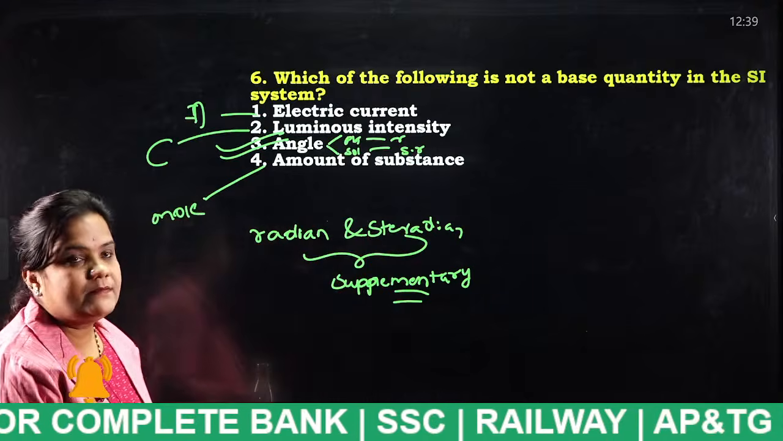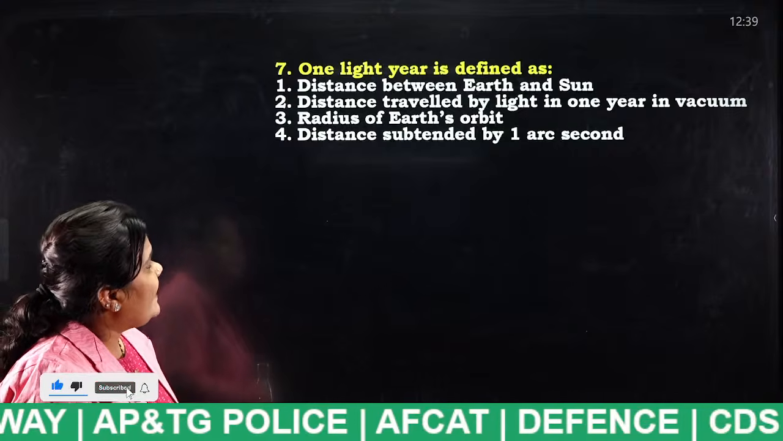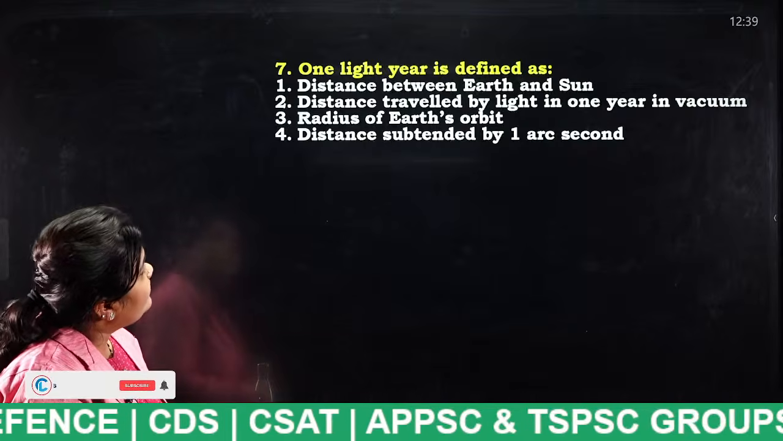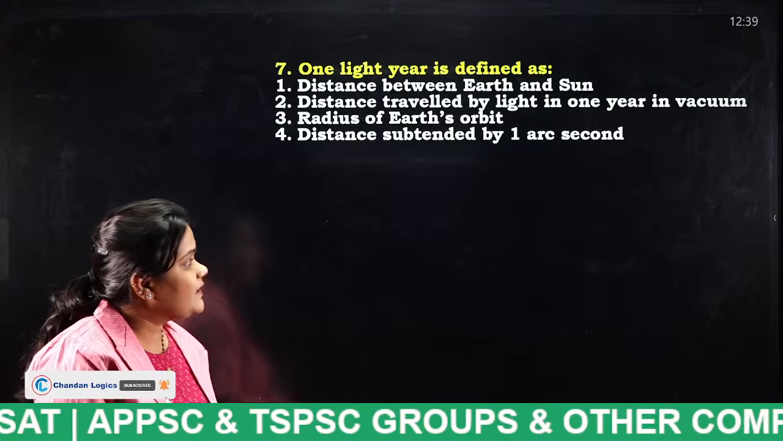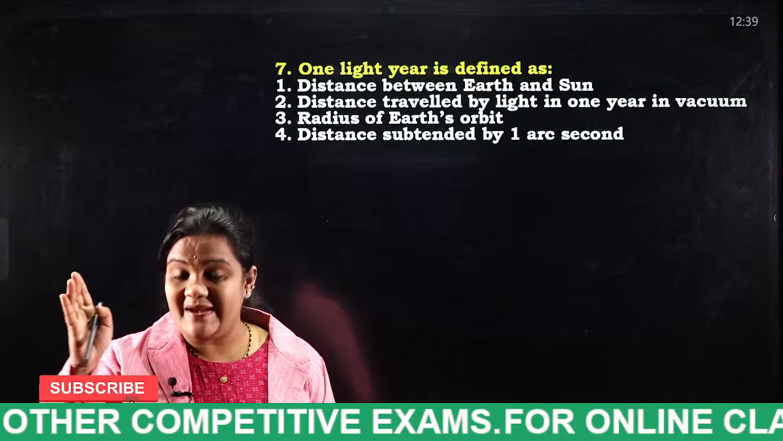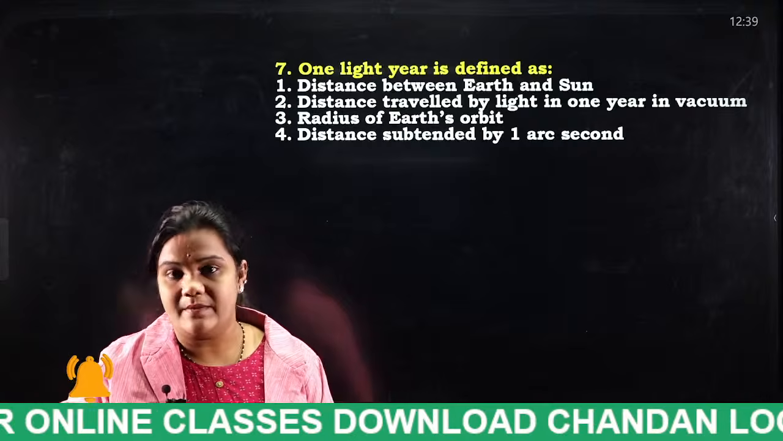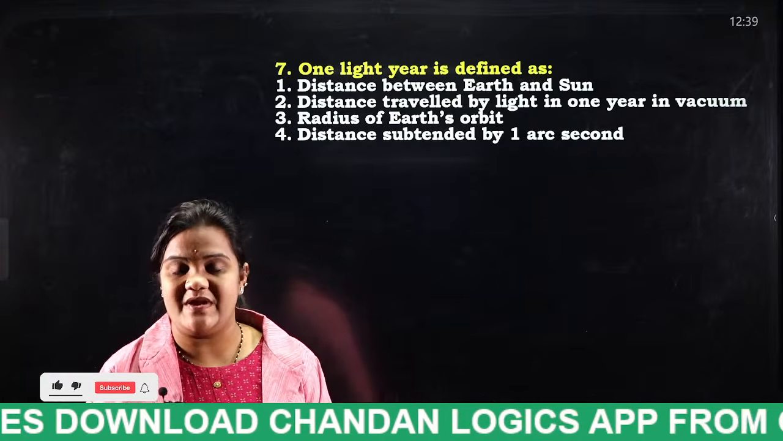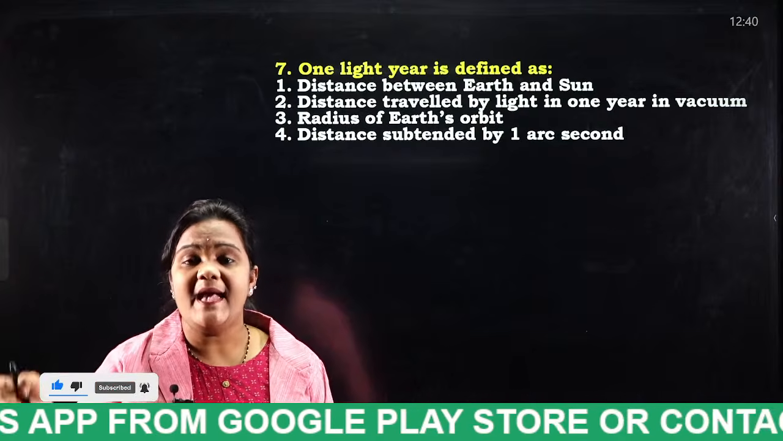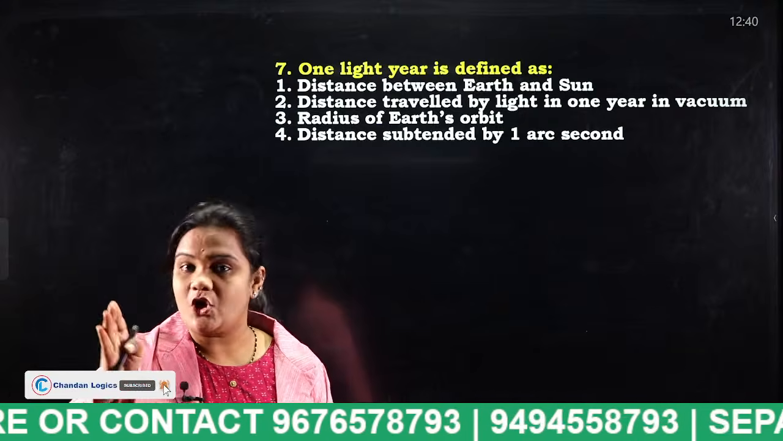Okay? Yes. Next. 1 light year is defined as distance between Earth and Sun, distance travelled by light in 1 year in vacuum, radius of Earth's orbit, distance subtended by 1 arc second. So tell me students, we have discussed, for a smaller distance, for the length we can use the unit as meter. For a larger distance, for example, distance between Earth and Sun, how can we measure? Okay, the distance between Earth and Sun can be measured by a unit called astronomical unit.